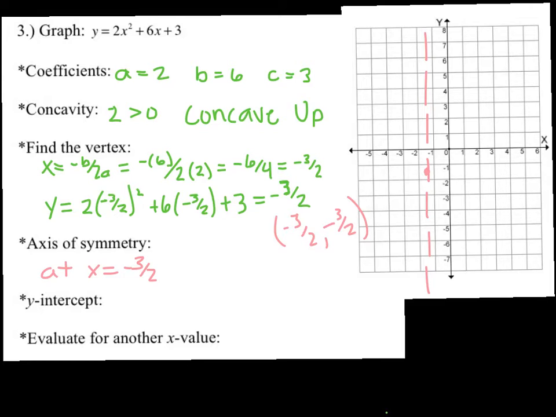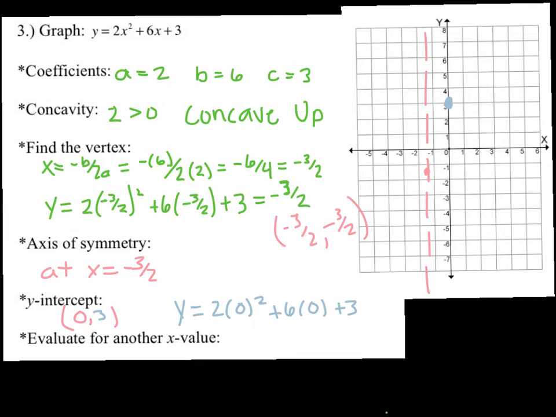So your y-intercept, guys, is always when x is 0. You're finding y. So if you're trying to find this, all you have to do is plug in 0 everywhere you see an x. So y equals 2 times 0 squared plus 6 times 0 plus 3. So in this case, everything that multiplies by 0 goes away. That's why we like zeros. And we're left with 3. So 0, 3 is your y-intercept.